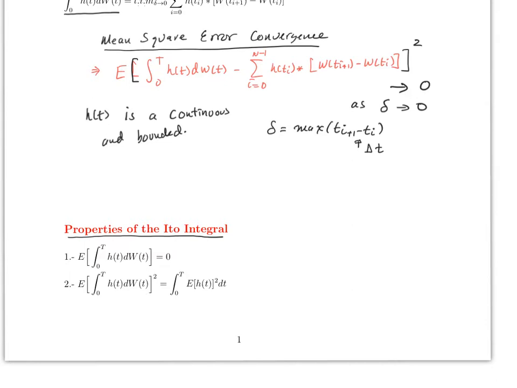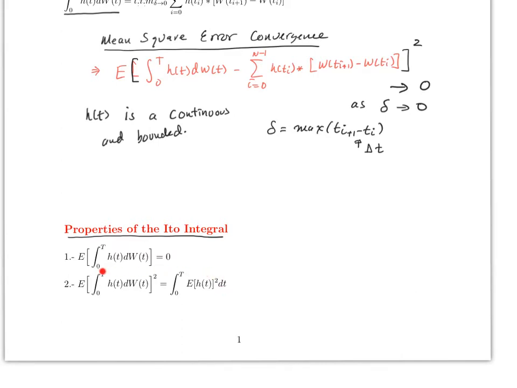I think some of the homework questions ask you to show that this is the case. The first property is this: if you take the expected value of the Ito integral, it is equal to 0. The second property is that if you take the expected value of the integral squared, this is the same thing as just doing the integral of the regular function with h of t squared. Notice how the dWt is transformed into a regular integral.